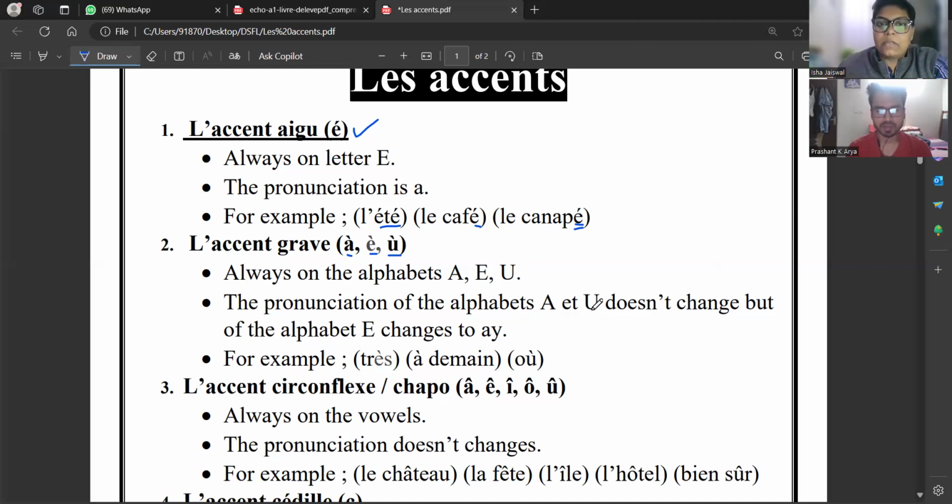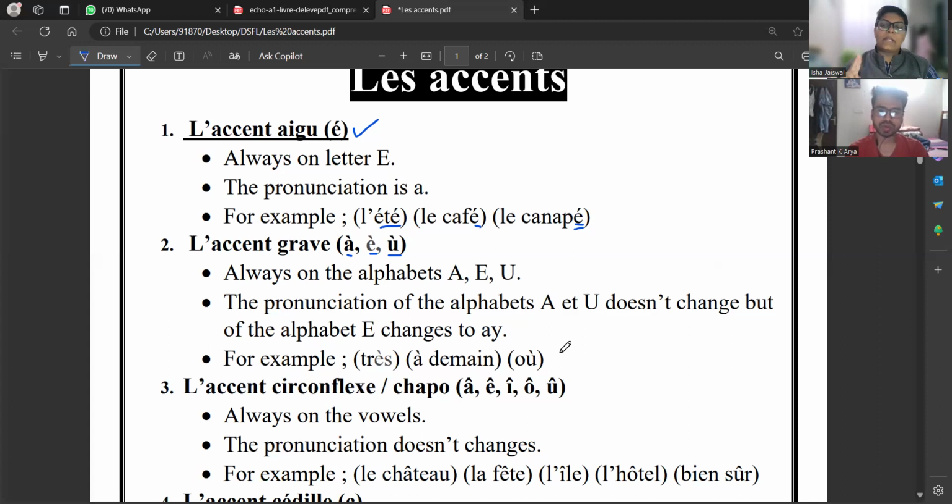The pronunciation is also just the opposite. That is why I compared it with Hindi, because we have the matras in Hindi. We'll see the words. It's always on the letters A, E, and U. The pronunciation of A and U doesn't change, but the pronunciation of E changes to A. For example, très. We are not pronouncing the S. There is no accent on S. We're just pronouncing the accented E, so the pronunciation is changing, très. Here, à la maison, it is A only. Here, où, the pronunciation is not changing. OU combined gives you the pronunciation of U.